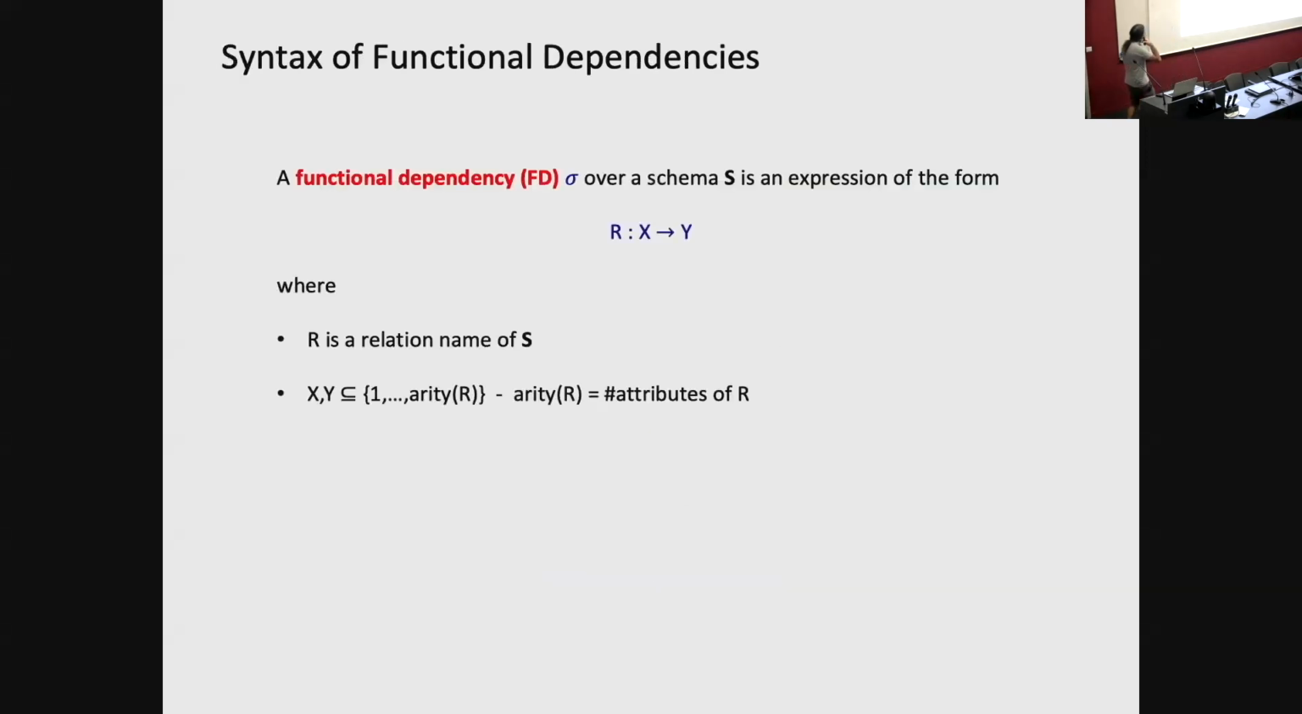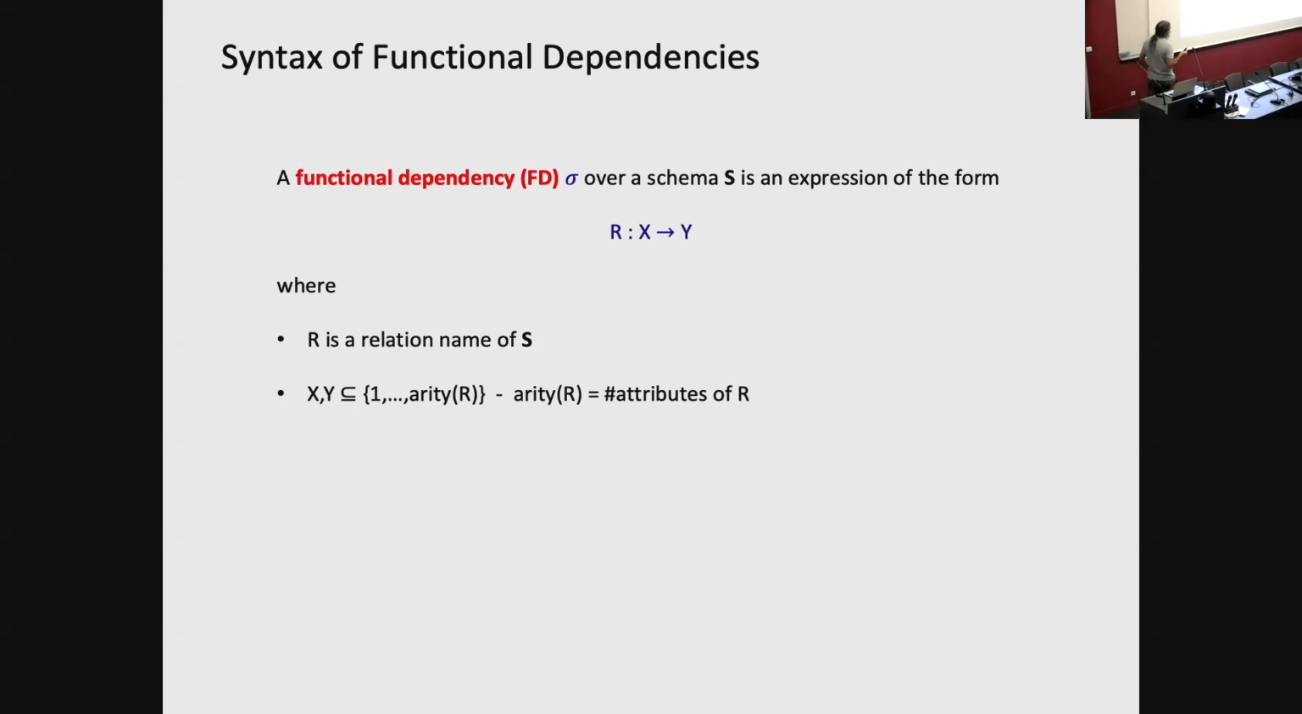Okay, so let's see now what is the syntax and the semantics of these dependencies slowly, okay? So a functional dependency sigma. From now on, I will use this Greek letter sigma. And also whenever you see blue on the slide, it means this refers to a constraint, right? So a functional dependency sigma over a certain schema is an expression of this form, where R is a relation name coming from the schema S, and X and Y are subsets of the set 1 up to arity of R, right?